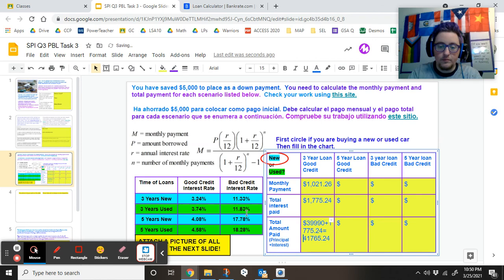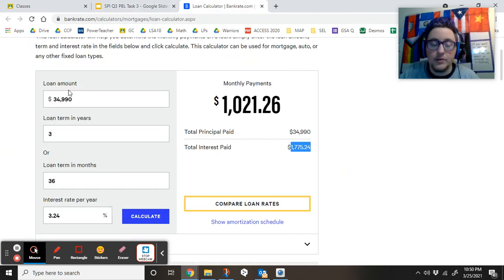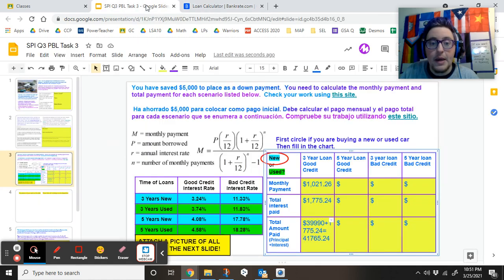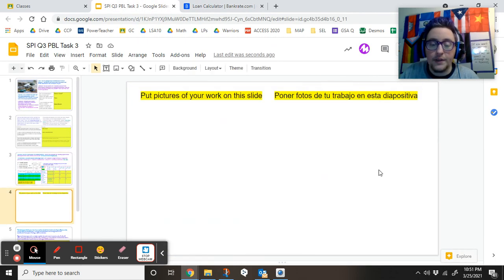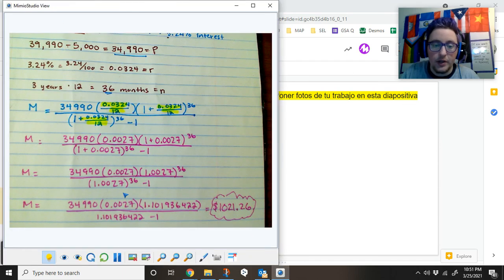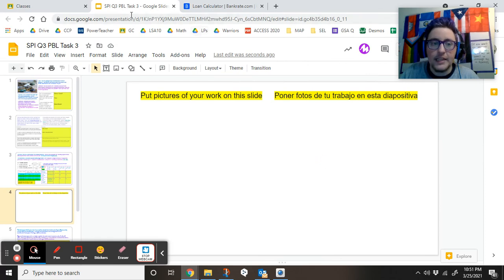There's my total amount. You're going to have to do the same thing for 5 years, for 3 years with bad credit, and 5 years with bad credit. That's what goes in these columns here. You can obviously use the loan calculator to check your answers, but I do need you to show work on this slide. So you could just take a picture of whatever you did, take a picture of your work, and post it on this slide for at least 2 of the problems I need to see.